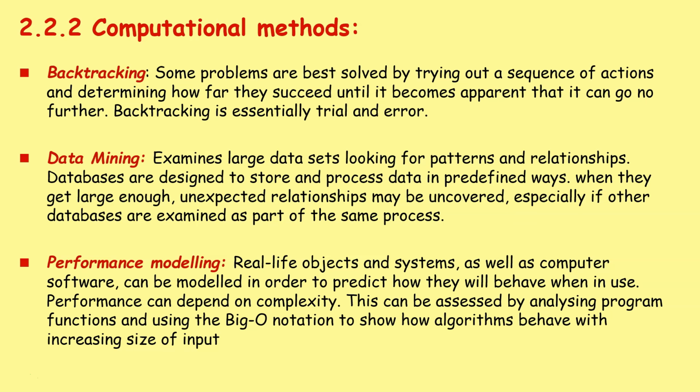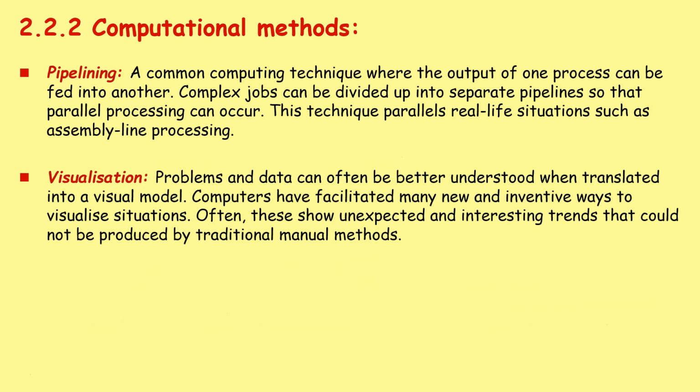When they get large enough, unexpected relationships may be uncovered, especially if other databases are examined as part of the same process. Performance modeling. Real-life objects and systems, as well as computer software, can be modeled in order to predict how they will behave when in use. Performance can depend on complexity. This can be assessed by analyzing program functions and using the big O notation to show how algorithms behave with increasing size of input.